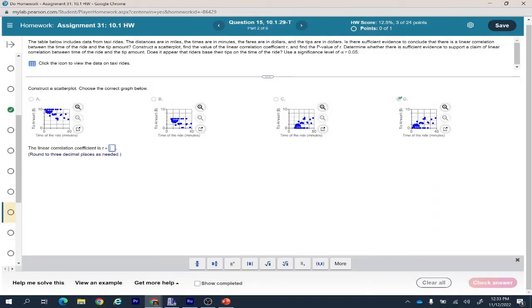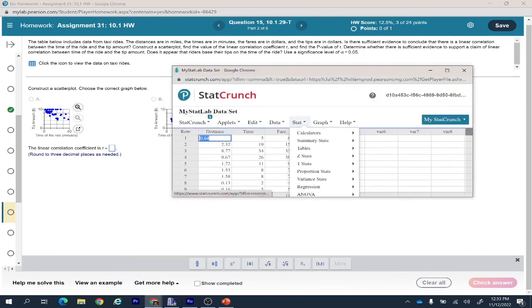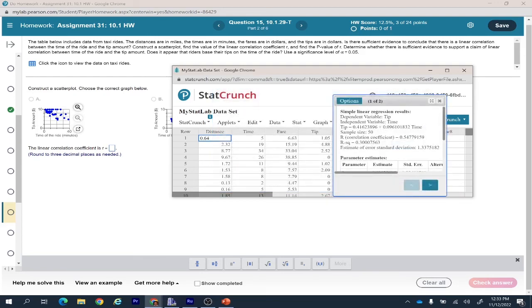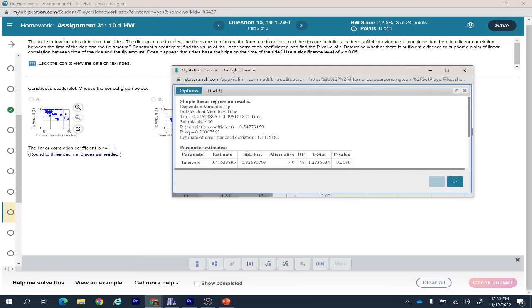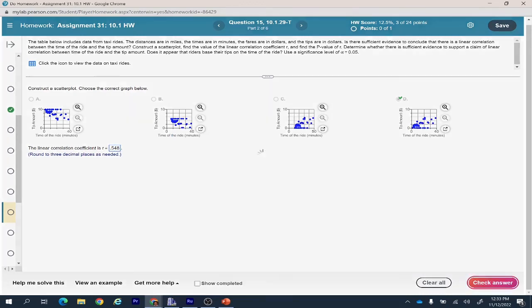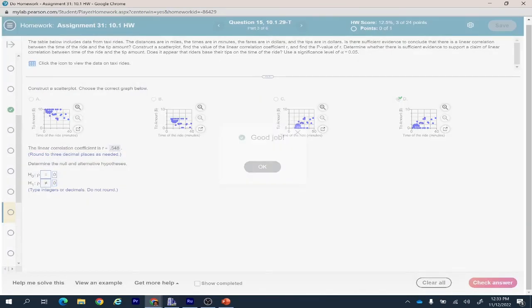And now for the rest of the information, we are going to do the same thing. We are going to choose stat, regression, simple linear regression. X variable is time, the Y variable is tip, and if we compute, it will give us everything we are looking for. So the correlation coefficient is 0.548, if you round it to 3 decimal places. And then the null hypothesis is always equal to 0, the alternative is not equal to 0. That's the value we have given here.